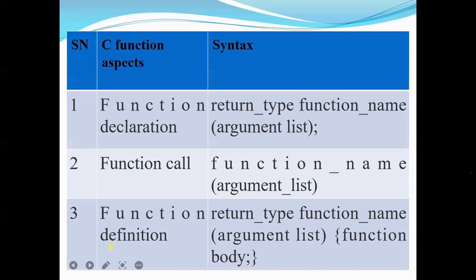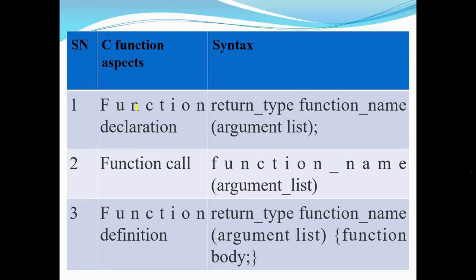Here there are three function aspects. One is called function declaration, the second is function call, and the third is function definition. What syntax needs to be followed when you declare, when you call, and when you define? Three things are there for a function. You should remember these: function declaration, followed by the function call, then the function definition.